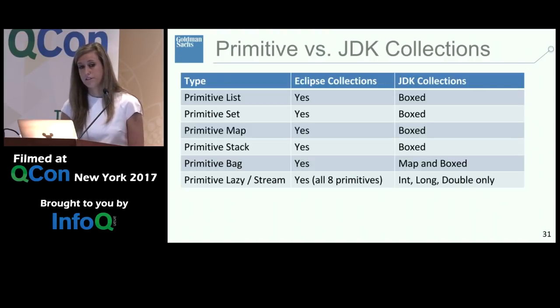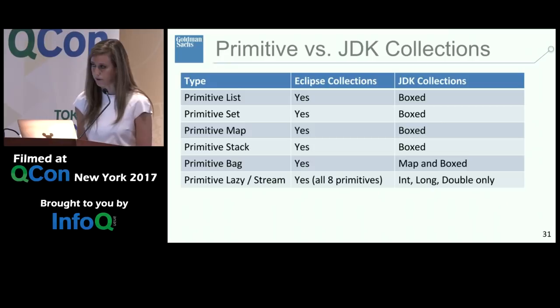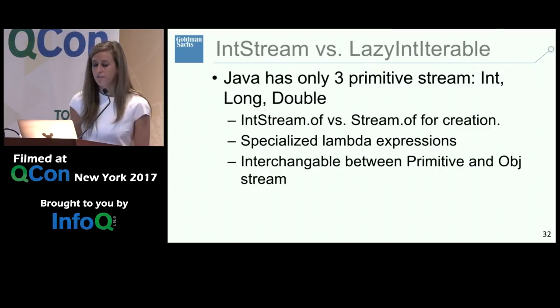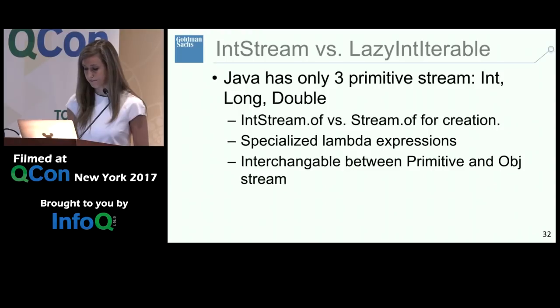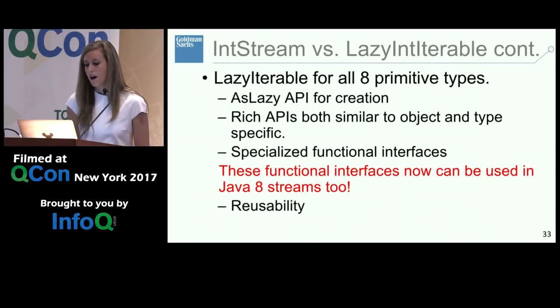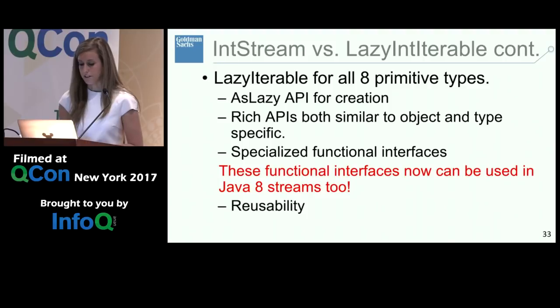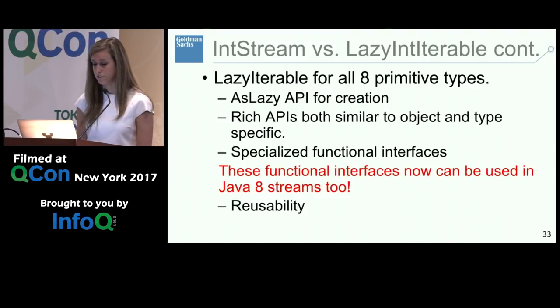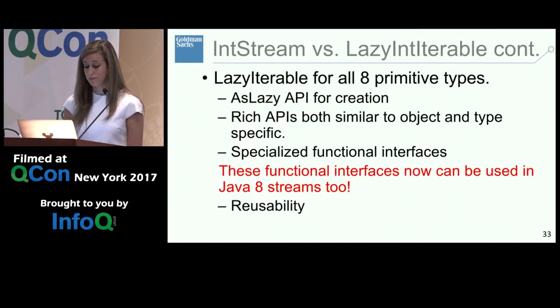Where this becomes interesting is with the stream API, we do get primitives, but only for int, long, and double. So if you want to use the lazy API in Eclipse Collections, you will get all 8 primitives. As I mentioned, Java only has 3 primitive streams: int, long, and double. To get into the primitive side of things, you would call IntStream.of versus Stream.of for creation. They have specialized lambda expressions, and they are interchangeable between the primitive and the object types. Excuse me, streams. LazyIterable is essentially our version of the stream API, and we have it for all 8 primitive types. You would call asLazy on your collection for creation, and the API is similar to the object and type specific. And again, we have specialized functional interfaces as well. These can now be used in Java 8 streams too, which we'll take a look at. And as we'll show in the next example, they are reusable, which is pretty cool.